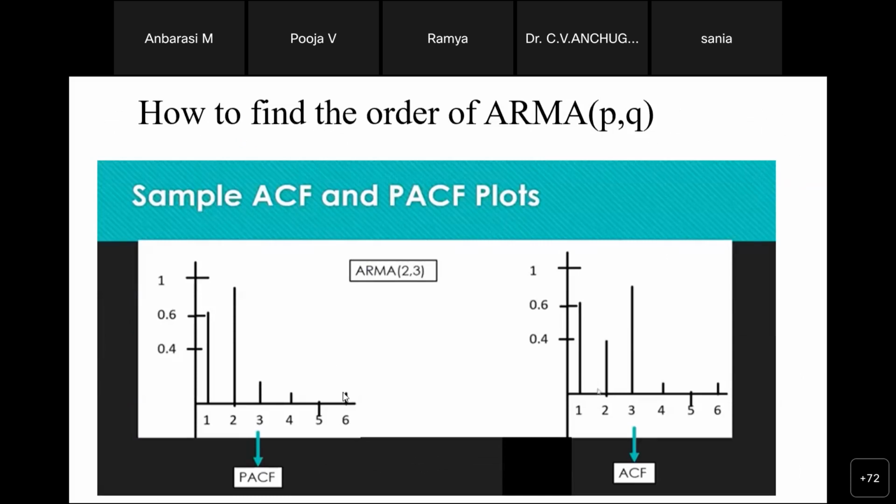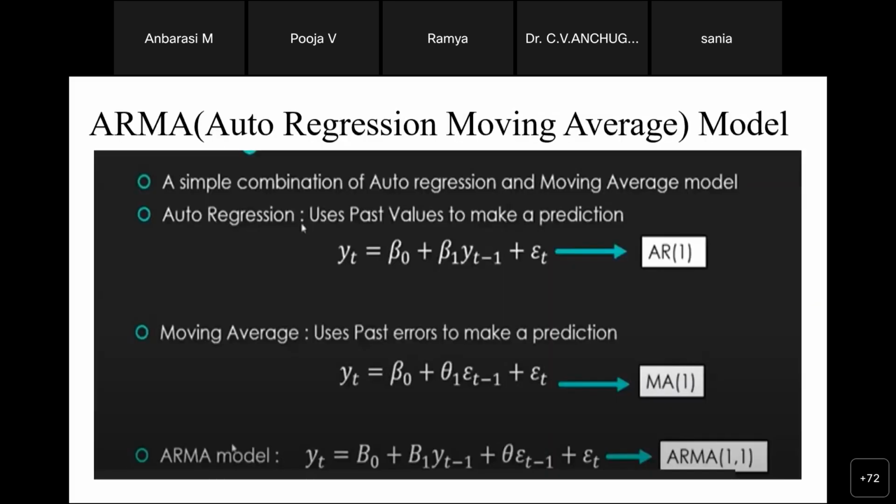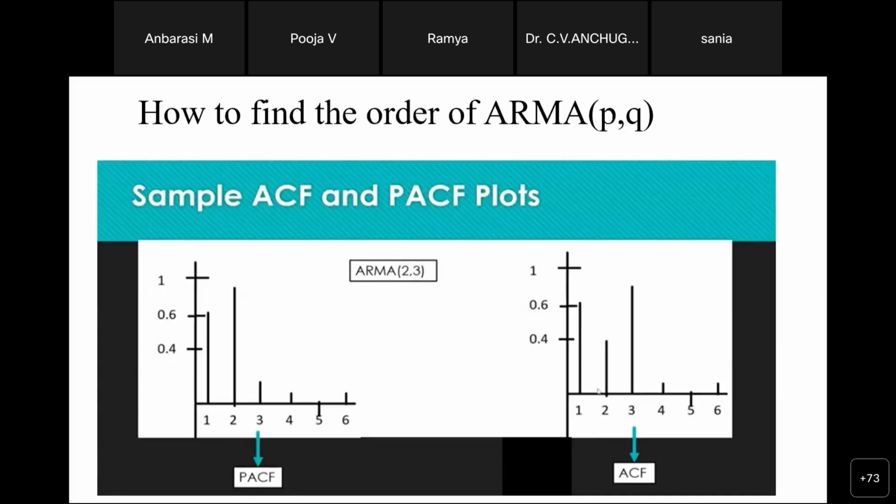So this is another example of how to find the order of the ARMA model. Already we have discussed the autocorrelation function and the partial autocorrelation function. Based on these two parameters only, we are able to identify the orders. So here, the autocorrelation function.